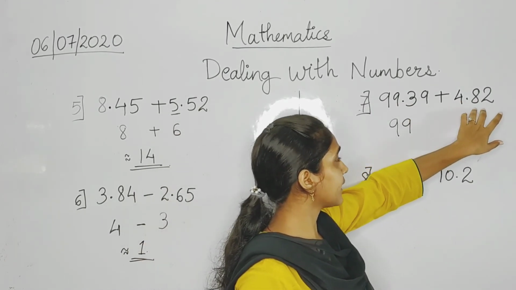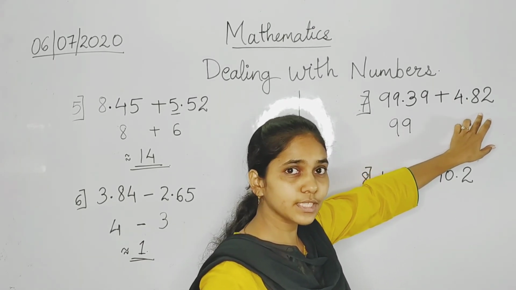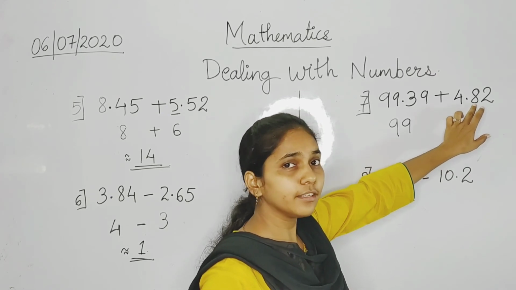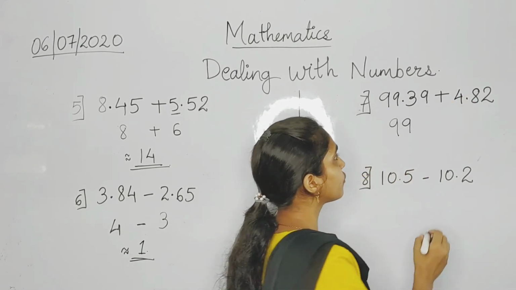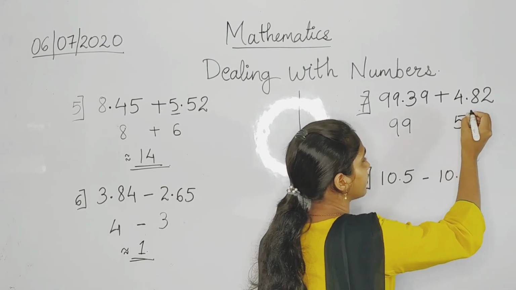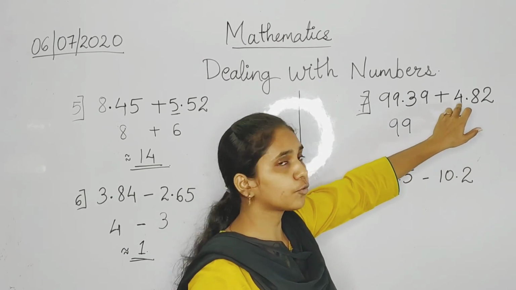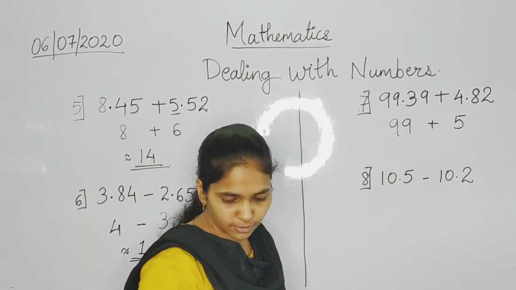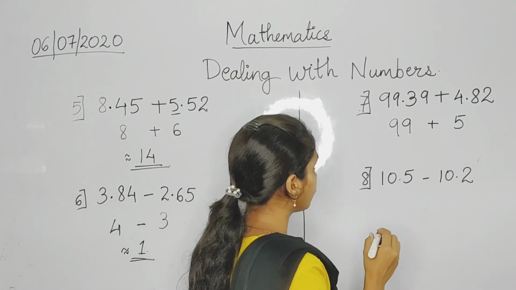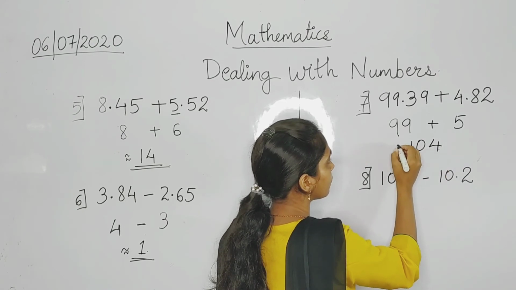Now check the next number. In the next number, the number after the decimal point is 8. So we add 1 to number 4. Adding 1 to 4 is 5. So we get 5 as the rounded off number for 4.82. Now we have to add these two. 99 plus 5 is 104. So the answer for this is 104.